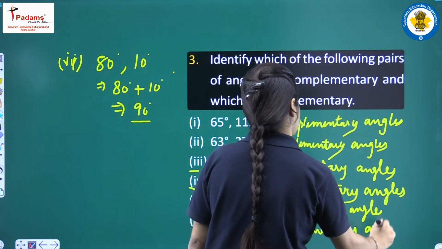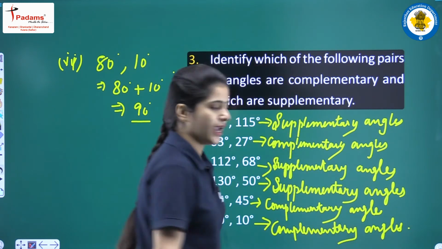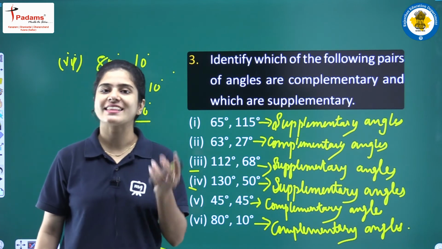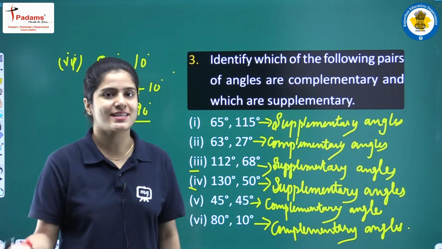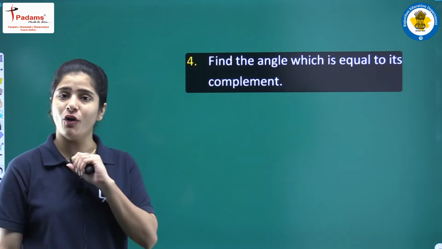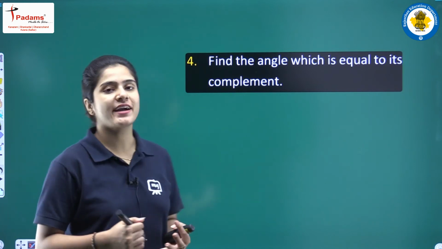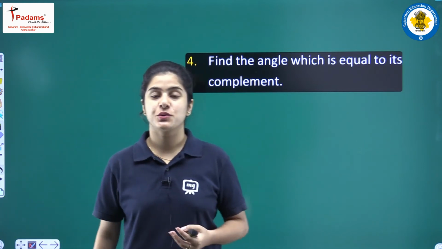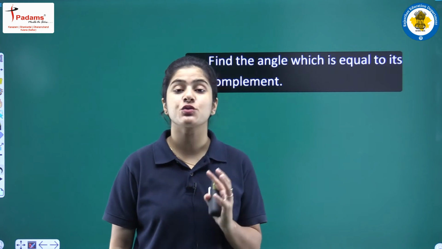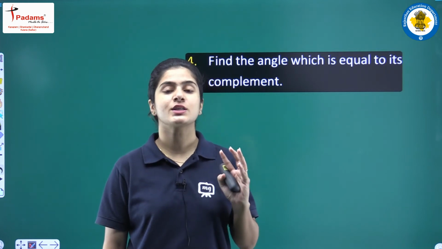Complementary angles. Okay, now we'll be looking at another question. What is the next question, students? Question number 4. Find the angle which is equal to its complement. Okay students, in this question you need to find out the angle which is equal to its complement.